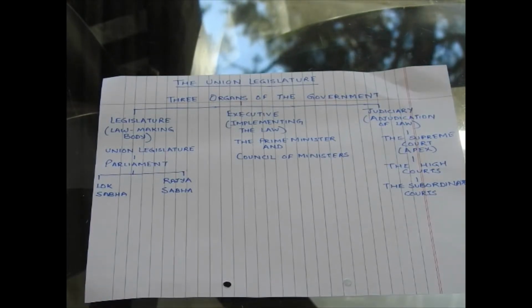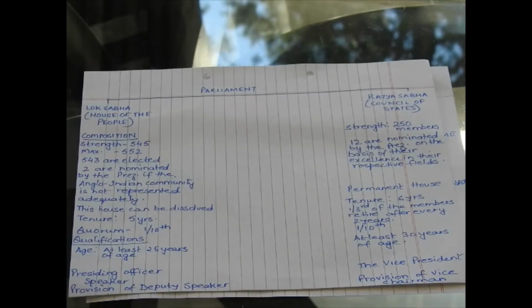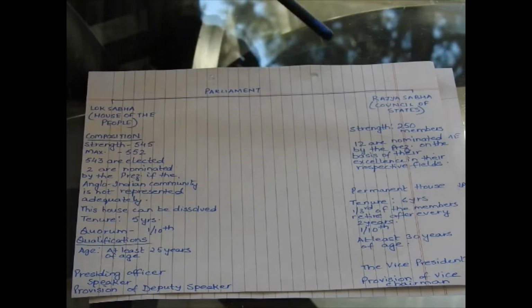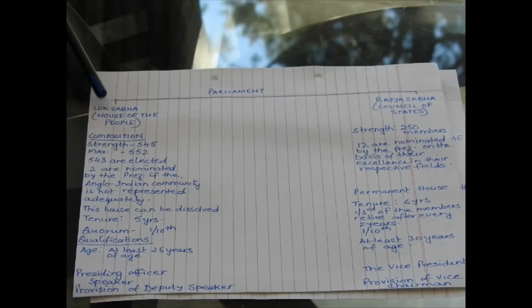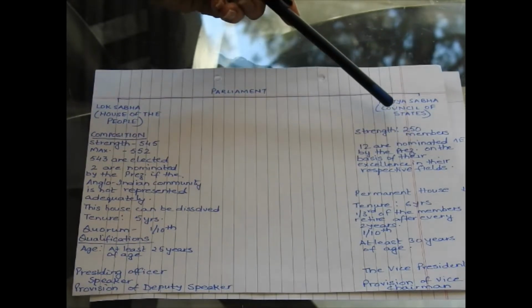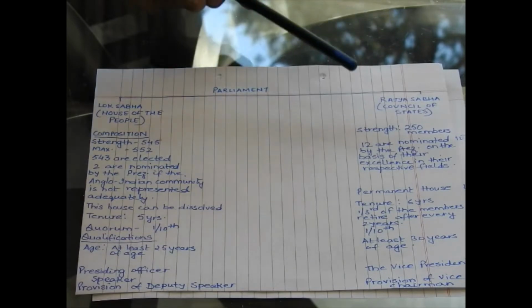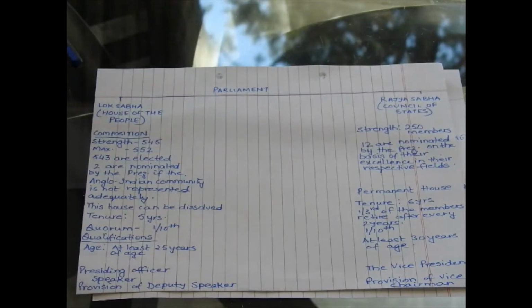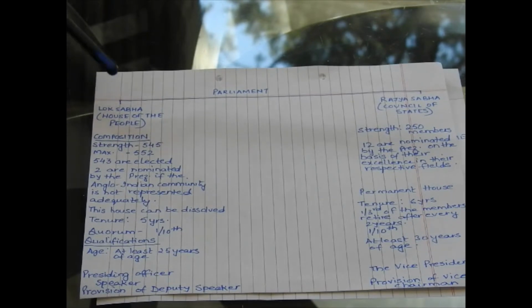Now let us begin with the two houses of Parliament, which are very important. Parliament consists of two houses, Lok Sabha and Rajya Sabha. Lok Sabha is the house of the people. Rajya Sabha is the Council of States. It represents the 28 states of India. Lok Sabha is a representative house. Why? Because it is an elected house, elected by the people of India.